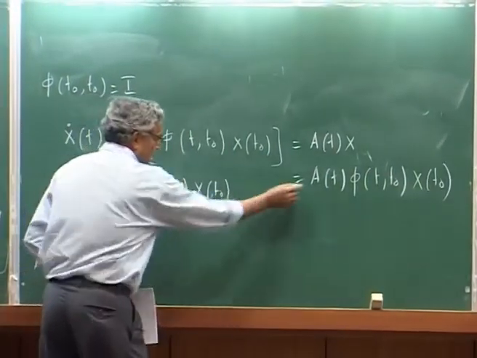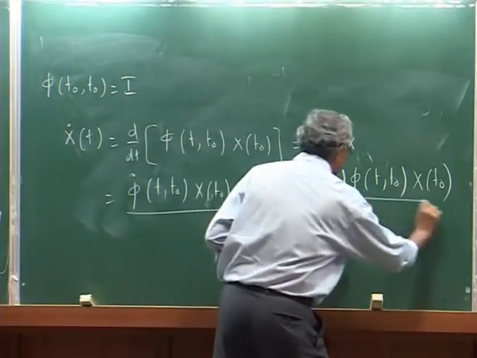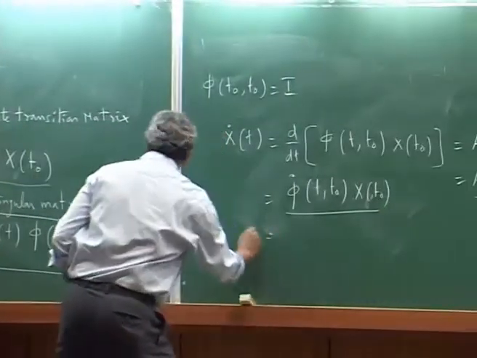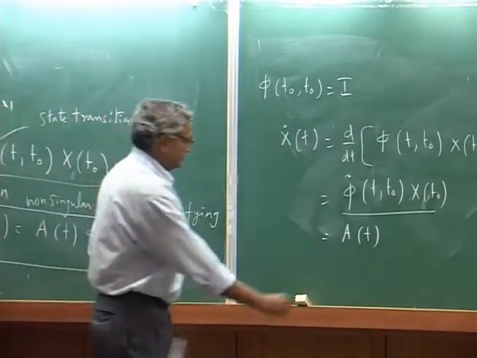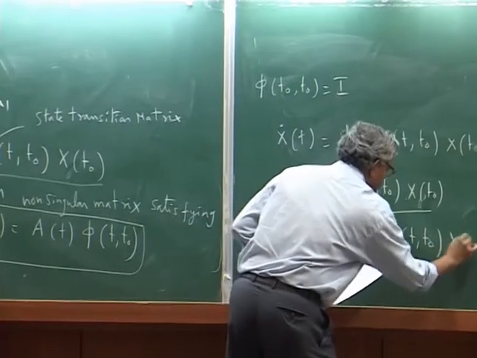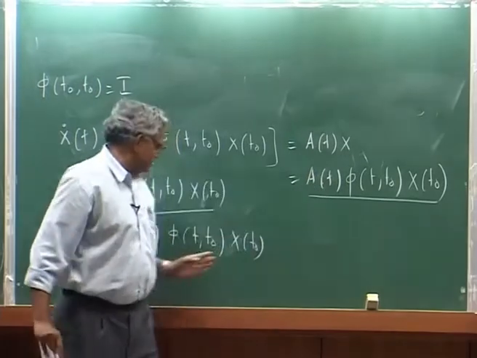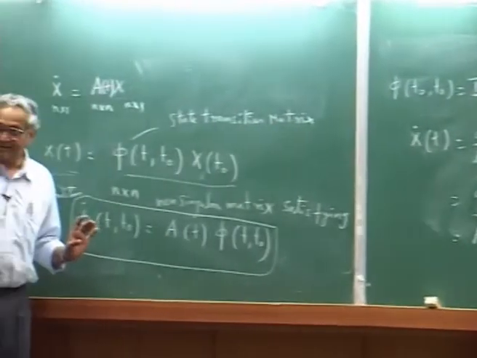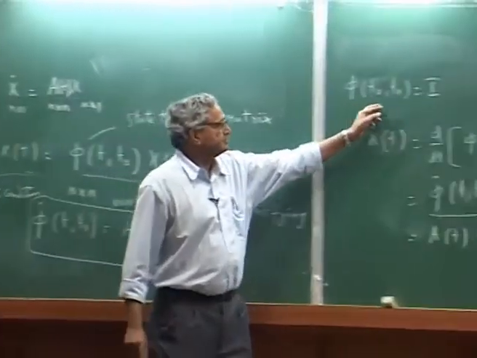So, you see this is equal to this, because you can substitute this here. This is A of t times phi of t comma t 0 times x of t 0. So, you see x dot of t is this, and x dot of t is this, which means both are the same. Therefore, the characteristic of the state transition matrix is that it must satisfy this condition, and phi of t0 comma t0 is I.